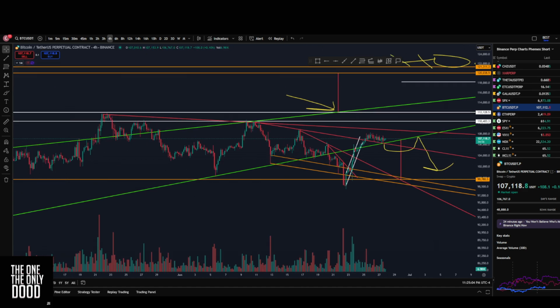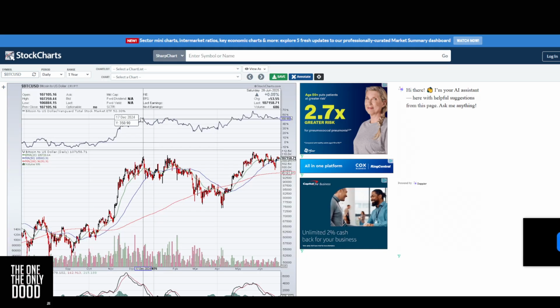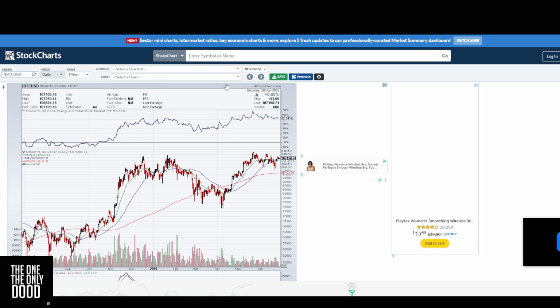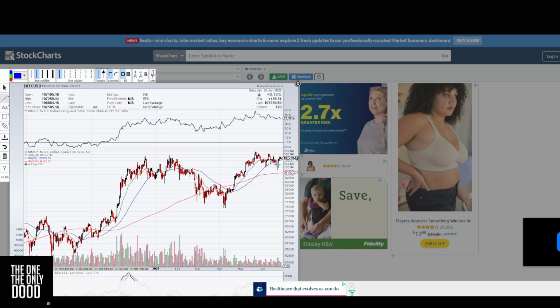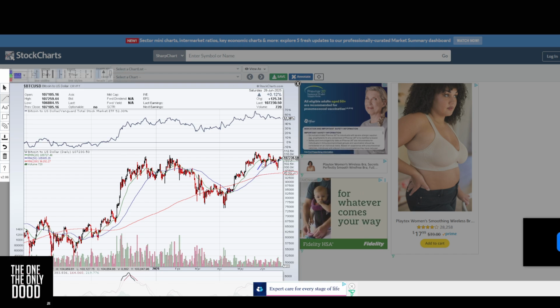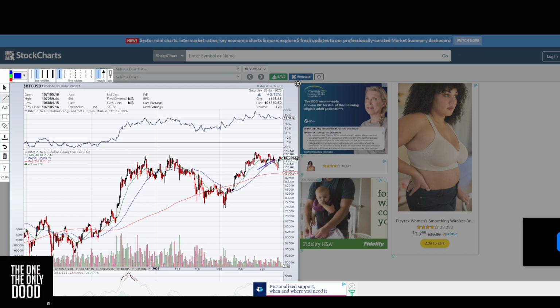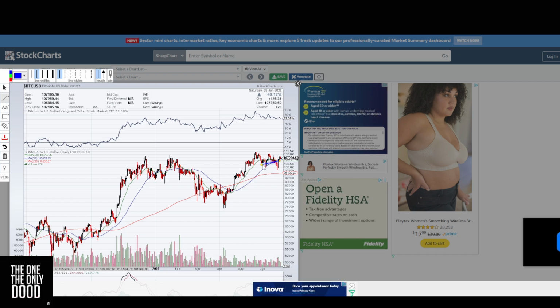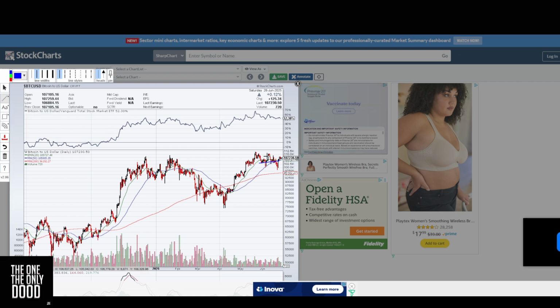Okay, so when we go over here to a different chart platform, StockCharts, you can see that this goes over the analysis we went over. You can see a head and shoulders here. You see a shoulder here, the head here, and the shoulder here. Now when you measure from the neckline, from shoulder to shoulder, from head to neckline, and from breaking, you get that target right there.